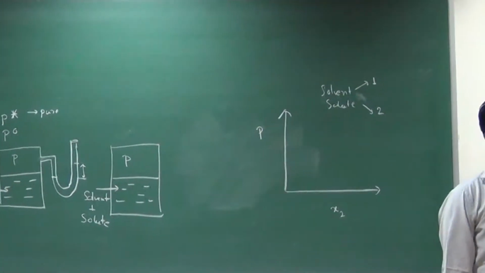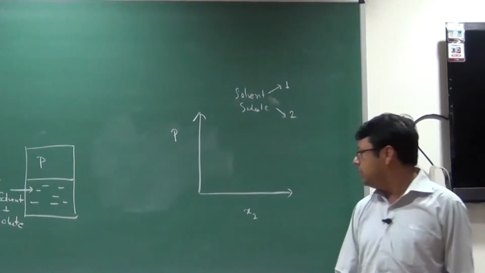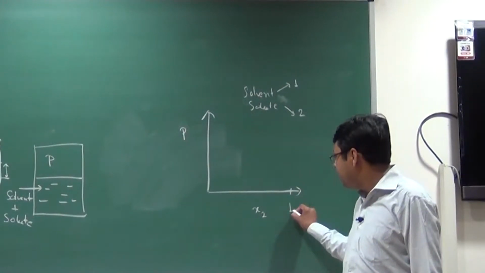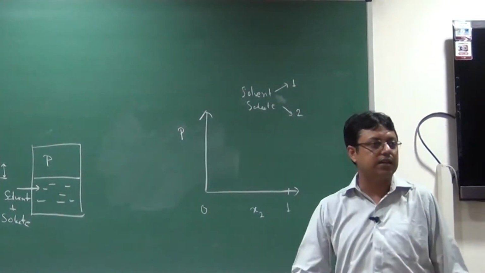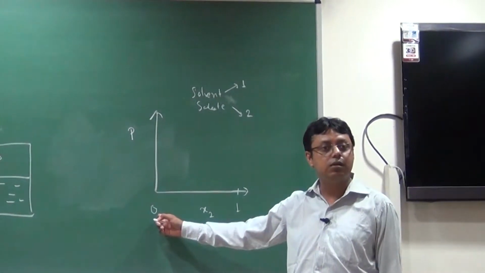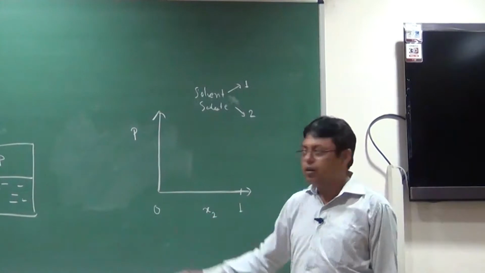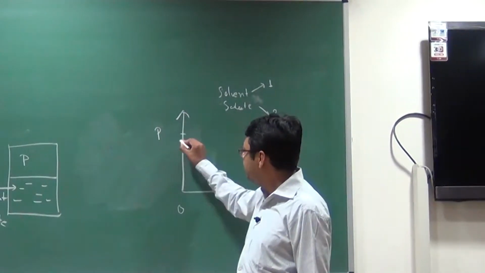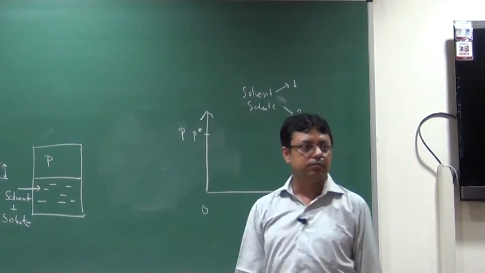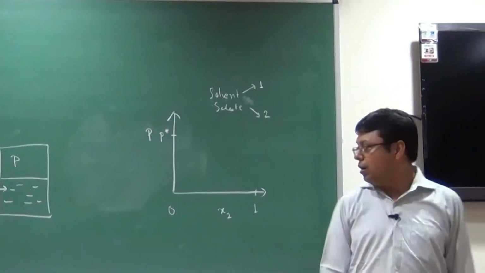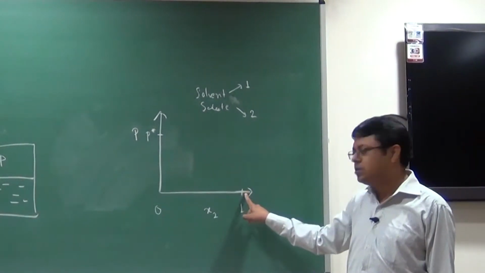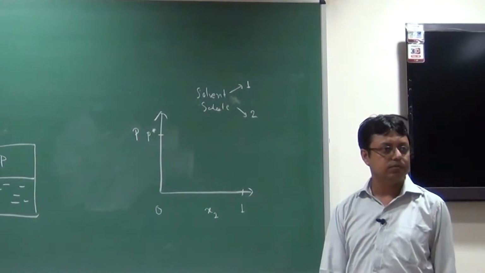Now think about it. What should be the scale? Mole fraction can be maximum equal to 1, so it will just vary from 0 to 1. It's a fraction, right? Now when it is 0, what does it mean? It's a pure solvent, right? Pure solvent means the pressure, according to our notation, will be P star.